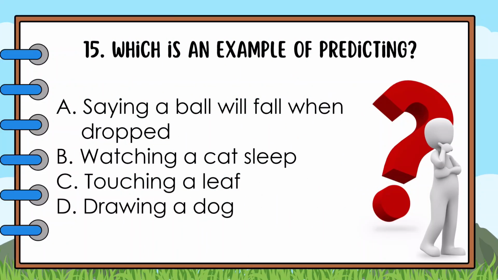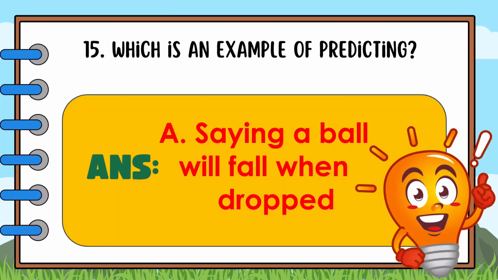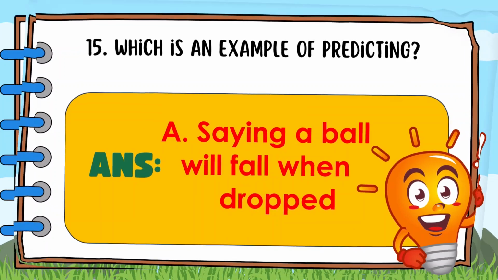Which is an example of predicting? A. Saying a ball will fall when dropped. B. Watching a cat sleep. C. Touching a leaf. Or D. Drawing a dog. The answer is A. Saying a ball will fall when dropped.